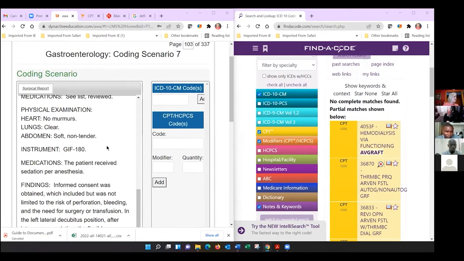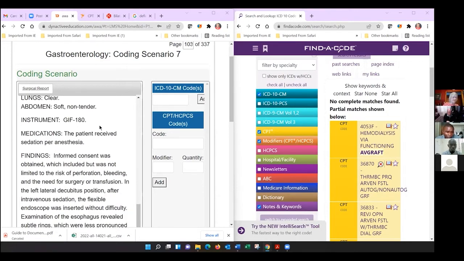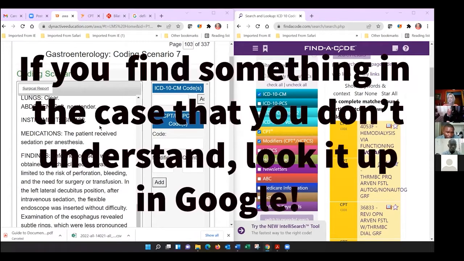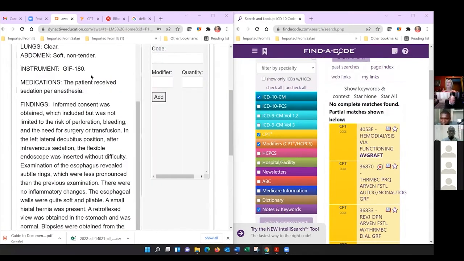All right, next I've got an instrument, a GIF 180. All right, I need to know what that is because I have no clue. And I want to make sure I code this procedure with everything he's done. So I Google. When you see something, because if you're using an instrument, that's a very good question, make note that you've got to find out. Google is your best friend. Don't go out and buy a medical dictionary. Google. And when you Google it, it simply tells you it's a gastroscope.